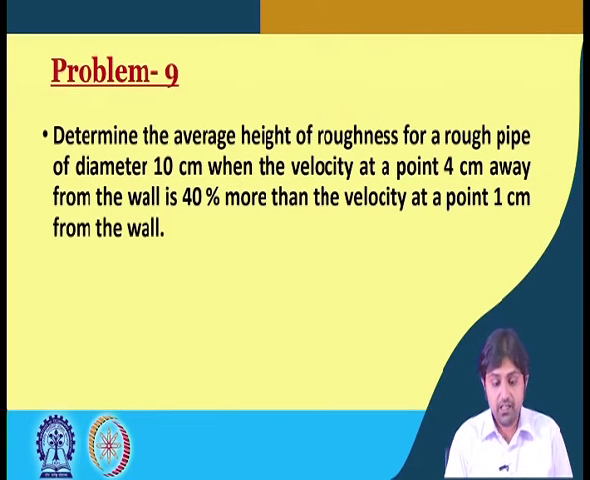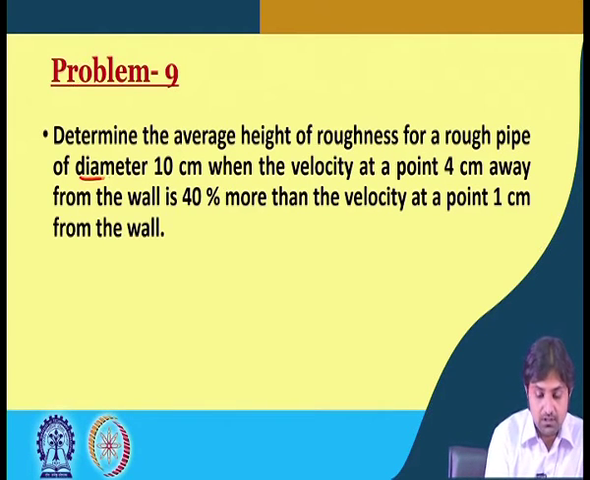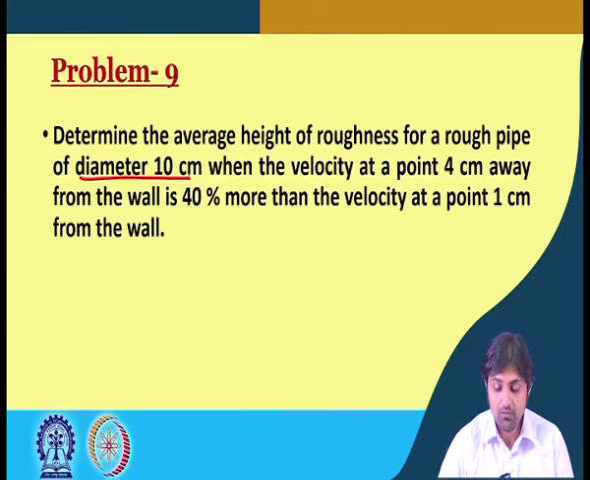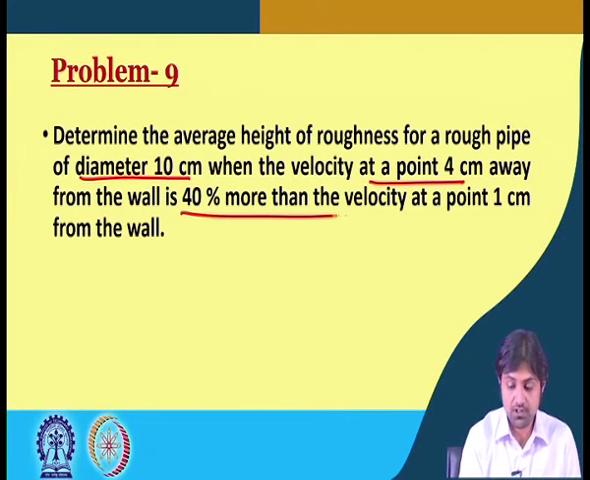give more understanding. The question is, determine the average height of roughness for a rough pipe of diameter 10 centimeter when the velocity at 0.4 centimeter away from the wall is 40% more than the velocity at 0.1 centimeter from the wall. Okay. So the diameter is 10 centimeter, when the velocity at 0.4 centimeter away is 40% more than the velocity at 0.1 centimeter away from the wall.